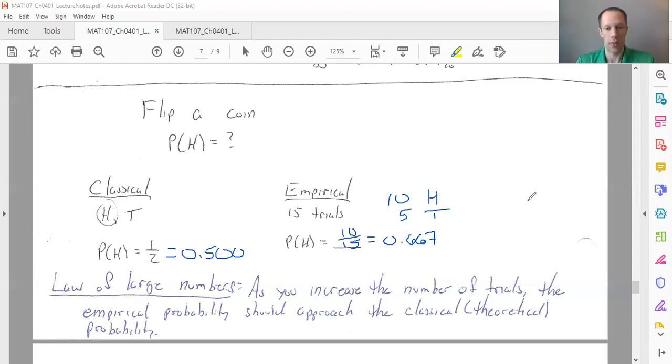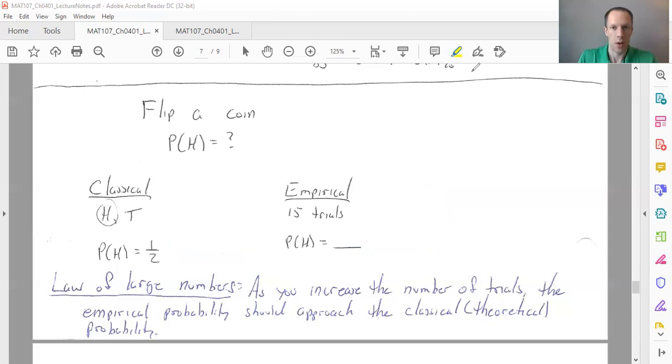Now, if we were flipping this coin 15,000 times and we were still getting an empirical probability around 0.667, that would suggest to us that maybe this coin really isn't balanced. Maybe it's weighted in some kind of way so that it shows heads more often than tails. So you can use the law of large numbers to put a coin or a die or something like that to the test. Flip the coin many times, see if the probability of heads is close to 0.5. If it is, the coin's probably fair and balanced. If it's not, then you might suspect that the coin is unbalanced.